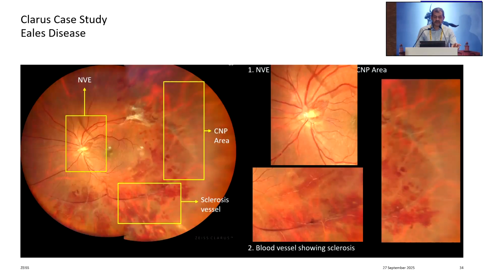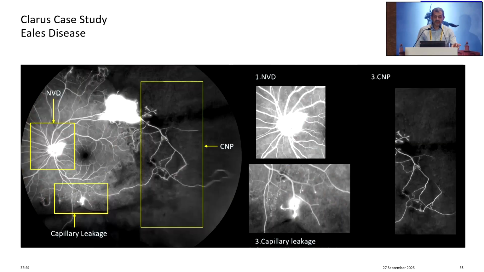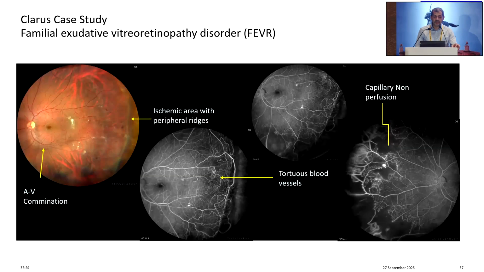A case of Eales disease, very common in our country. See the level of capillary non-perfusion and the contrast which lets you see the non-perfusion, and treatment can be planned accordingly. A case of FEVR, which we may not be seeing in everyday life, but again peripheral ischemia and tortuous blood vessels with new vessels are easily seen.